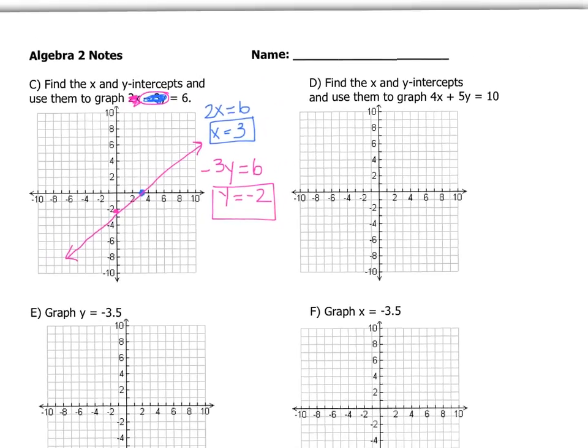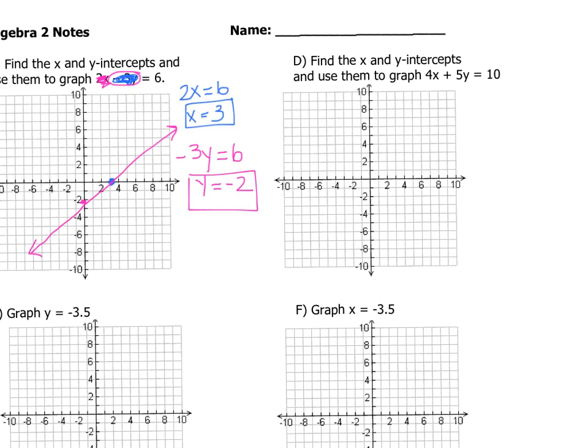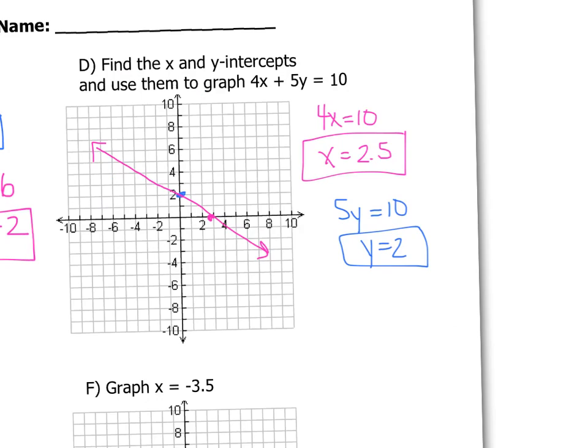I would like you to go ahead and try the next one on your own. Same thing. Cover up the y, solve for x. Cover up the x, solve for y. Plot those and draw your line. We should have an x-intercept of 2.5. If you cover up y, 4x equals 10. 10 divided by 4 is 2.5. So on the x-axis, you just kind of guess where 2.5 is. Cover up the x, that gives you 5y equals 10. Solve for y. The y-intercept is 2, and then draw on your line.